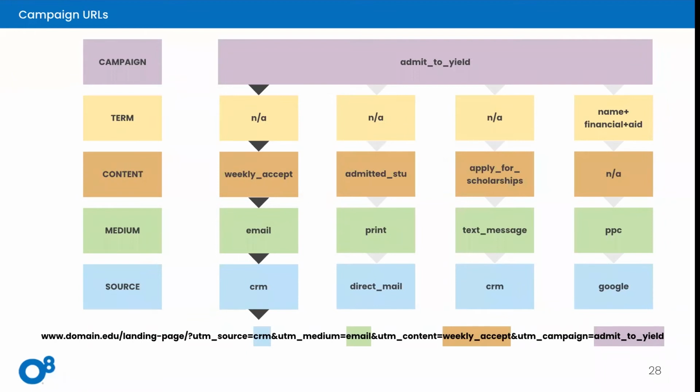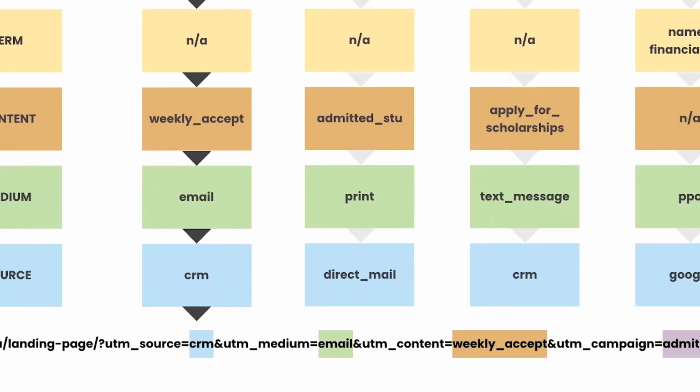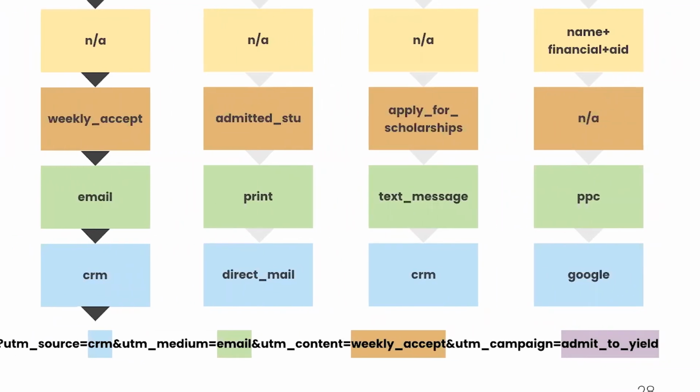Here's an example breakdown of the matrix that we use to help us organize all the different touches within one campaign. So here we have our admit to yield campaign. We've got several sources. We've got some emails coming from our CRM, which you can see down that first column. The next column is a direct mail print piece that we're sending to admitted students. The third column is going to be a text message that's being sent from our CRM to encourage admitted students to apply for scholarships. And the last column is going to be a PPC campaign that we're running around financial aid.